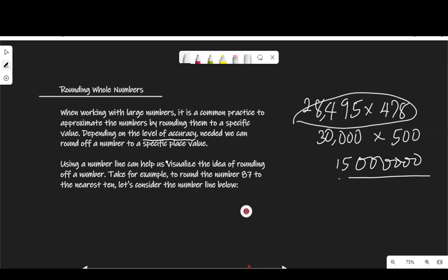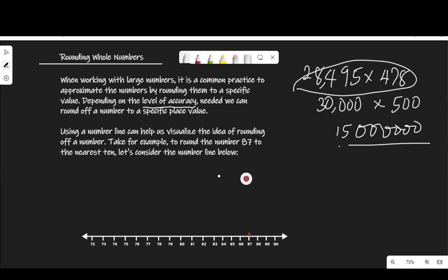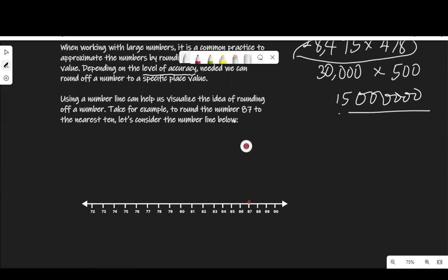So let me read what I have here on the board. It says, when working with large numbers, it is a common practice to approximate the numbers by rounding them to a specific value. Depending on the level of accuracy needed, we can round to a specific place value. We can use the idea of a number line to visualize what I'm talking about. For example, 87 to the nearest 10.